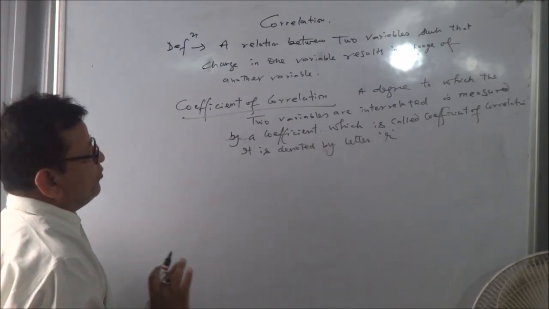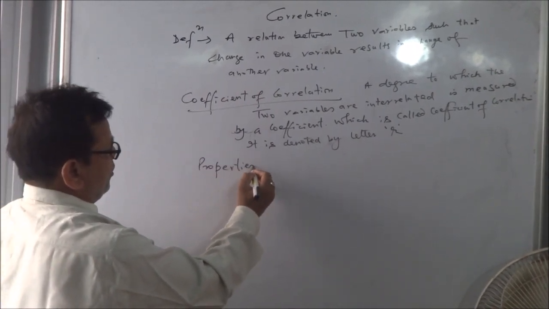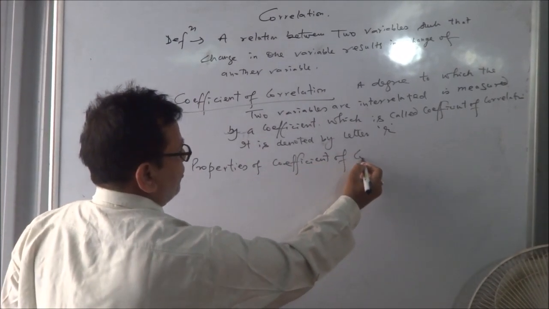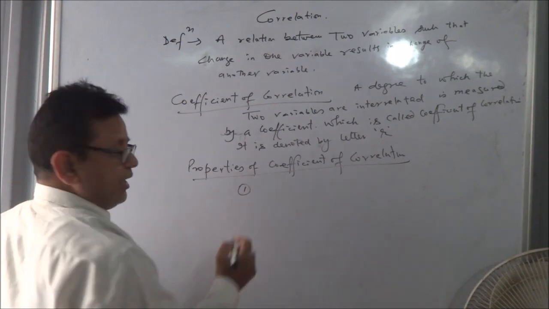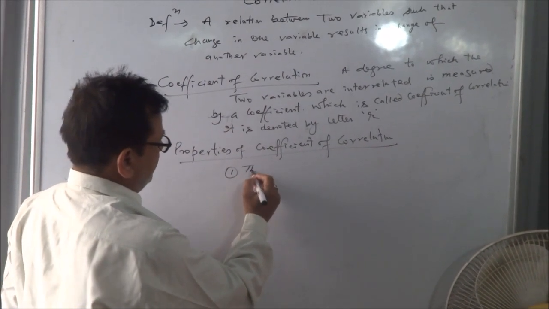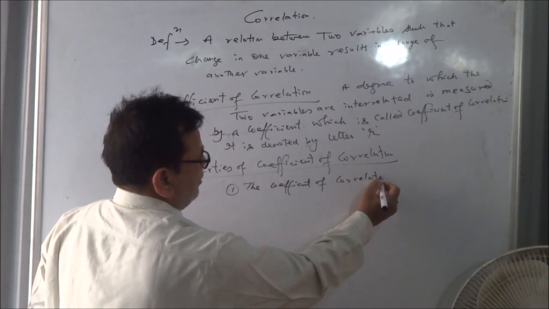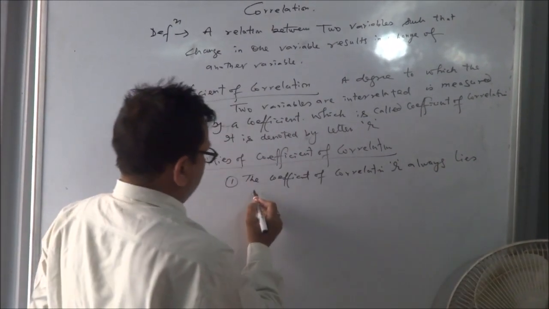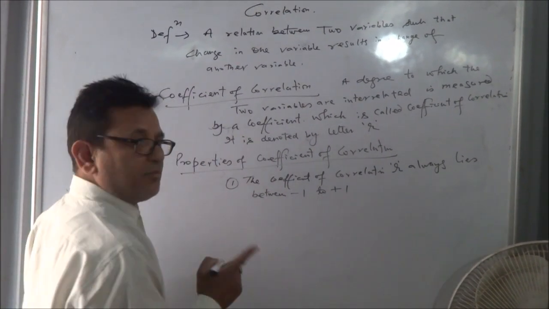There are certain properties of the coefficient of correlation. The first property is that the coefficient of correlation r always lies between -1 and +1.